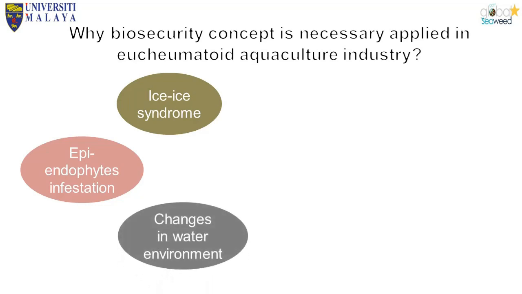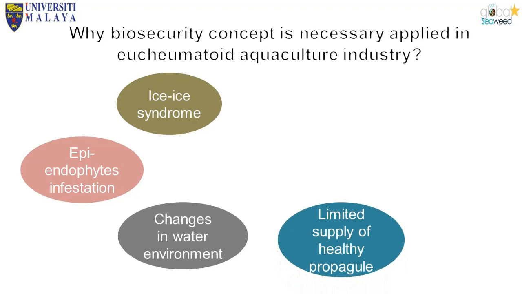Changes in the seawater environment, such as increasing water temperature, a wider range of salinity, and lack of water movement. These factors can disturb the capability of seaweed to grow and its adaptation process. Another challenge is the limited supply of healthy propagules in the farm system, which makes farmers often use unhealthy or infected propagules in their farm continuously.